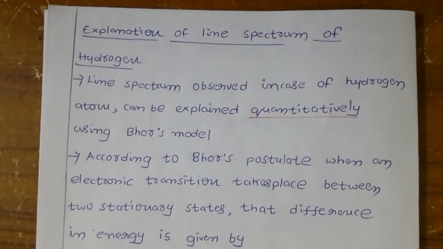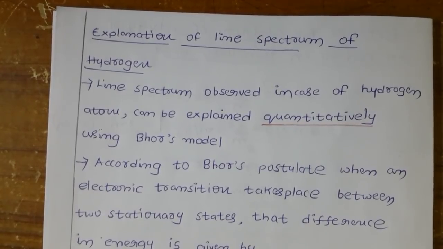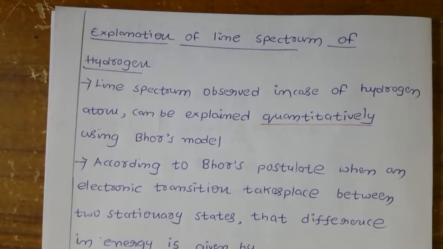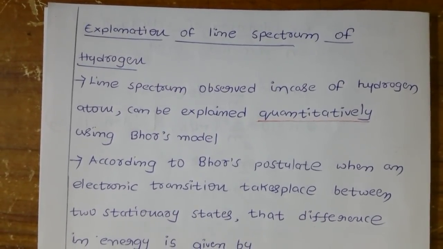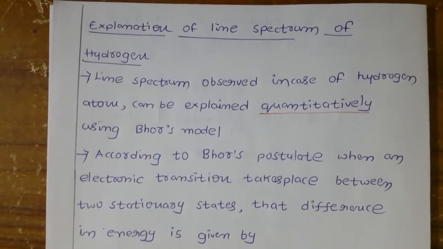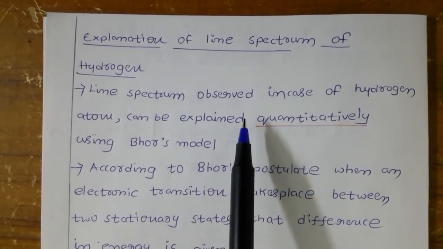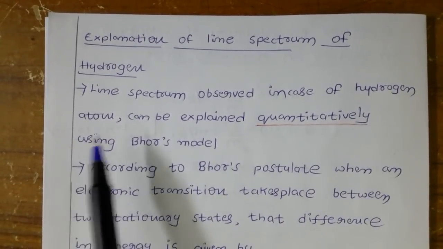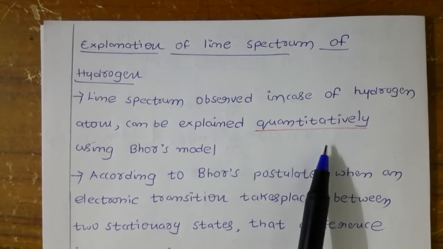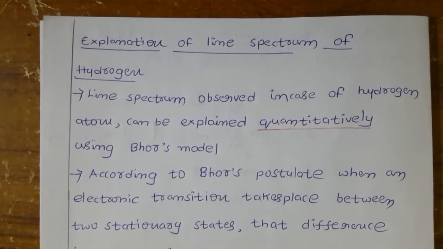Hello students, in the last class we discussed Bohr's atomic model, its postulates and the success of Bohr's atomic model. Okay. Now today's topic is the explanation of the line spectrum of hydrogen. So what is the first point? The line spectrum observed in the case of the hydrogen atom can be explained quantitatively using Bohr's model. So what is the meaning of that?